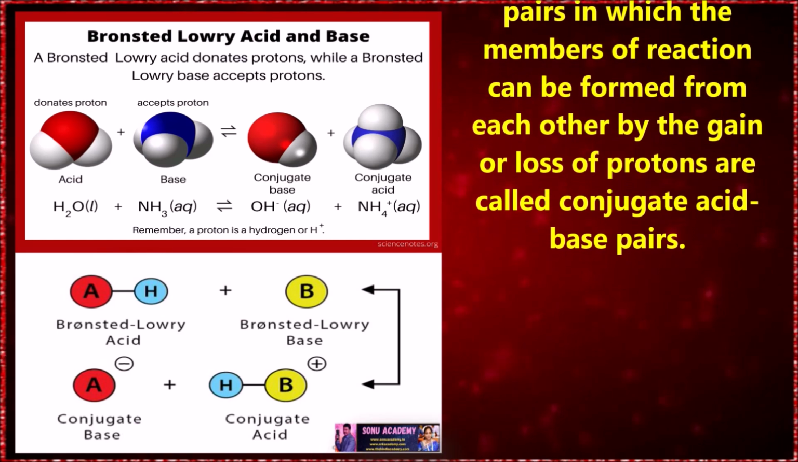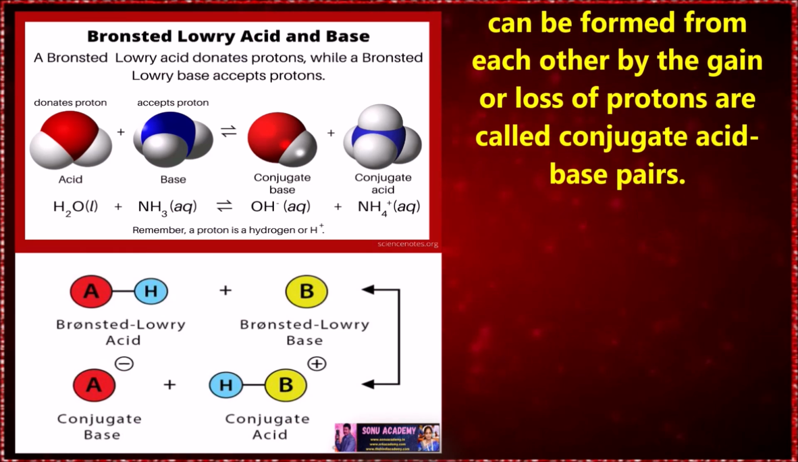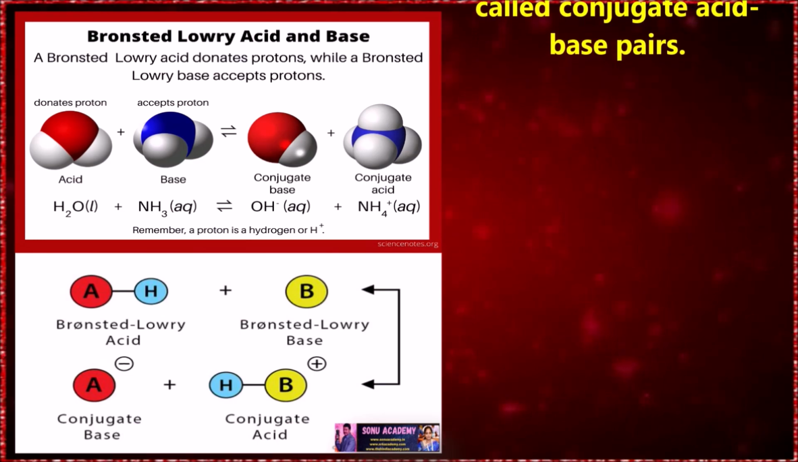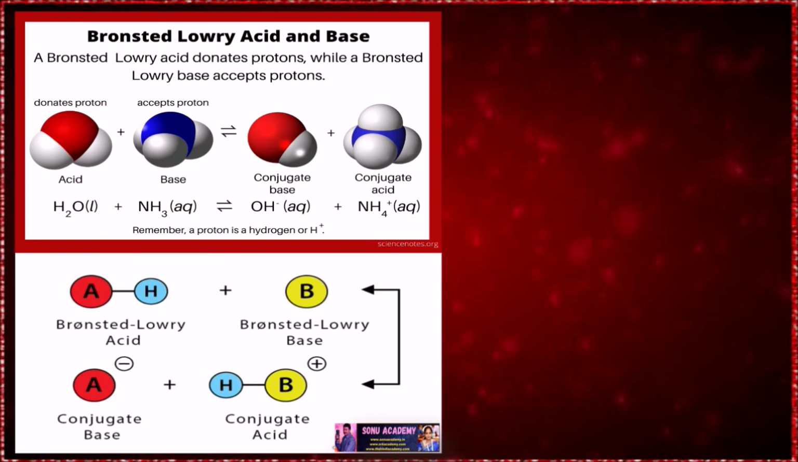Acid-base pairs in which the members can be formed from each other by the gain or loss of a proton are called conjugate acid-base pairs.